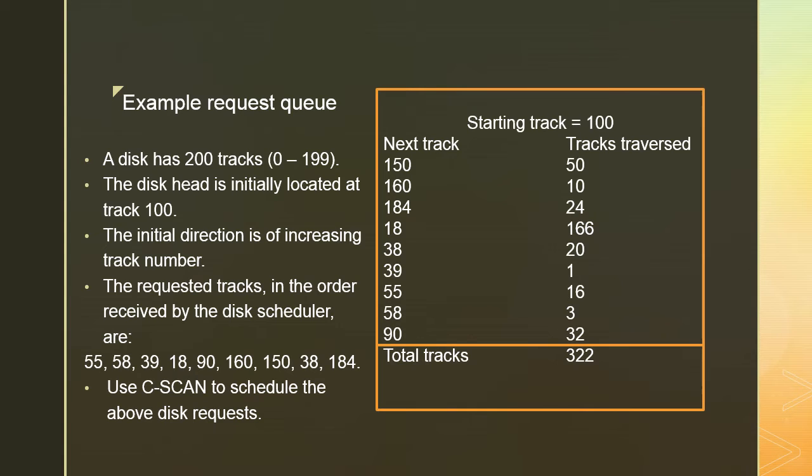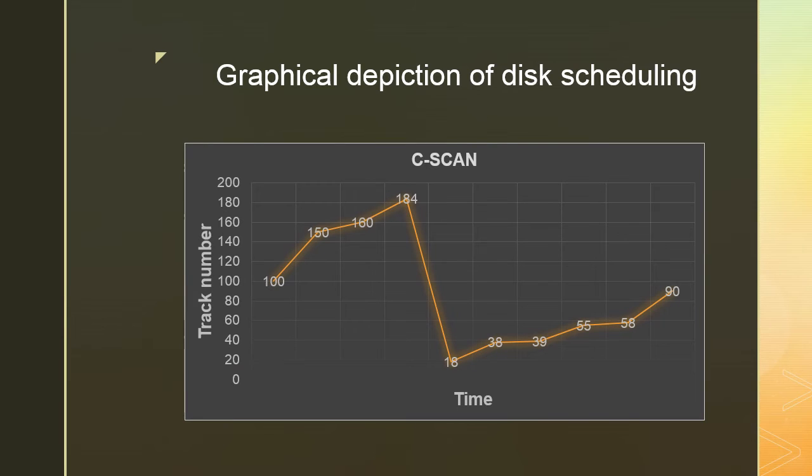The total tracks are 322. Average seek length is 35.78, and this is a bad seek length because you are moving over the entire disk without doing anything. This is how the head moves for C-SCAN.